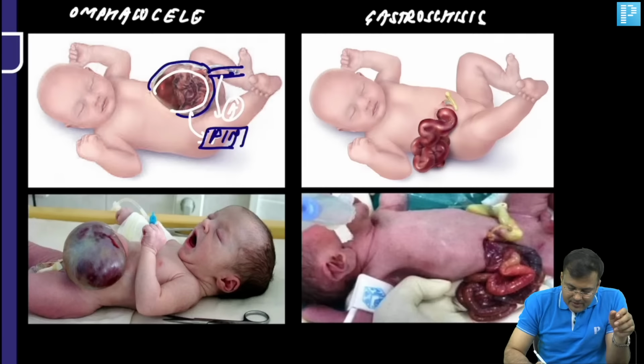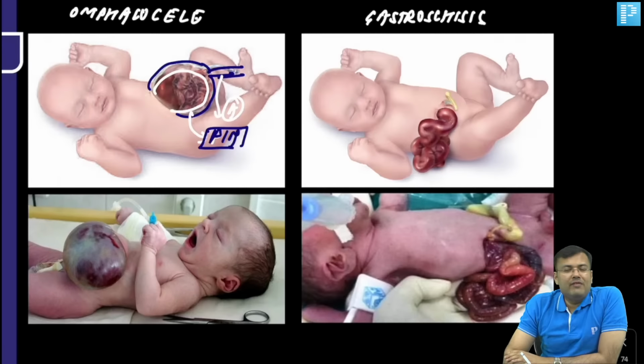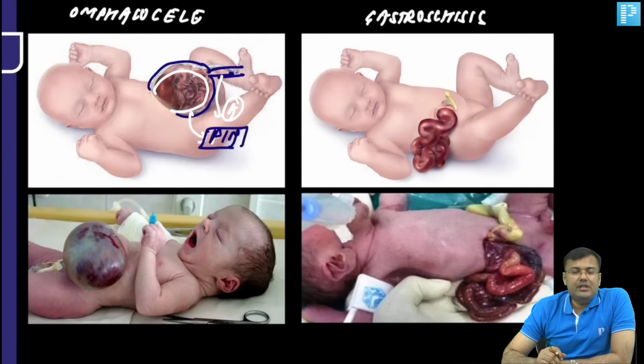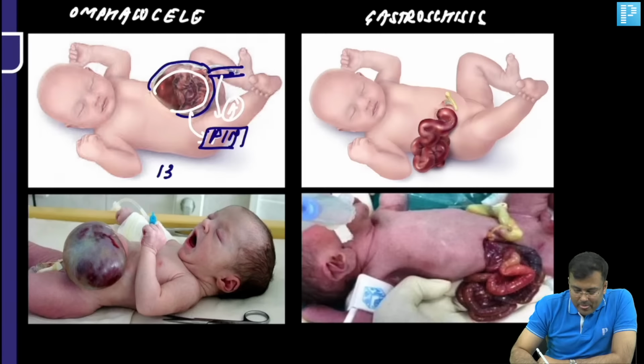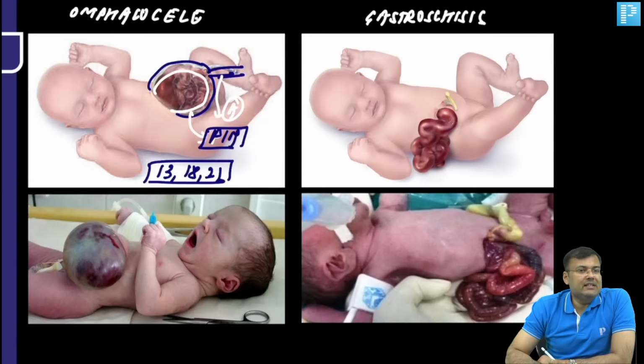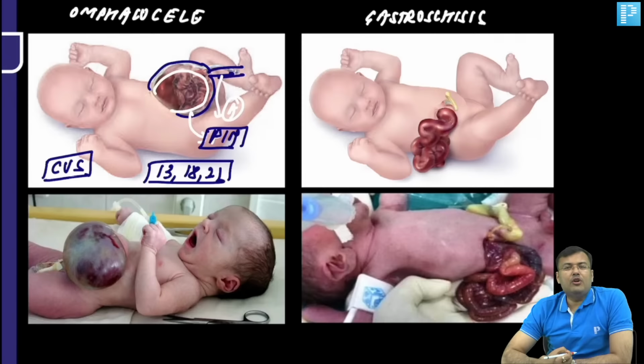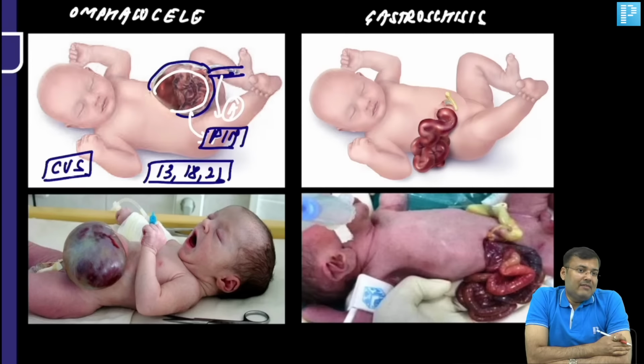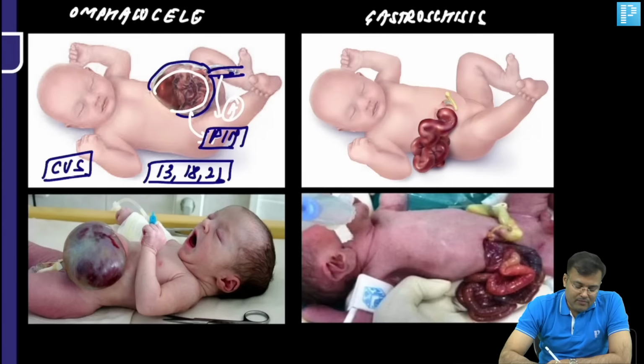Pin, peritoneum is in. What is the biggest problem with omphalocele? That it is associated with trisomies. Which trisomies? You know, 13, 18, 21. It is associated with congenital malformations, most commonly cardiovascular. And what is the most common cause of death? Congenital malformation. That's why in omphalocele, prognosis is poor.